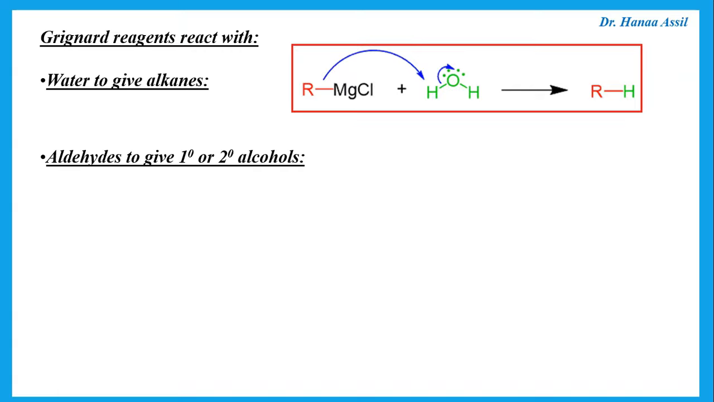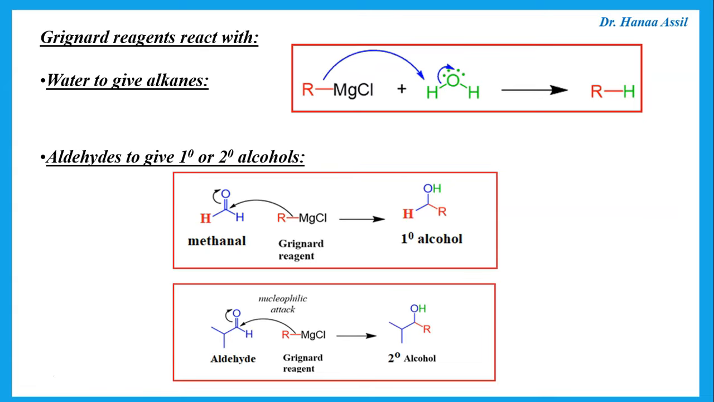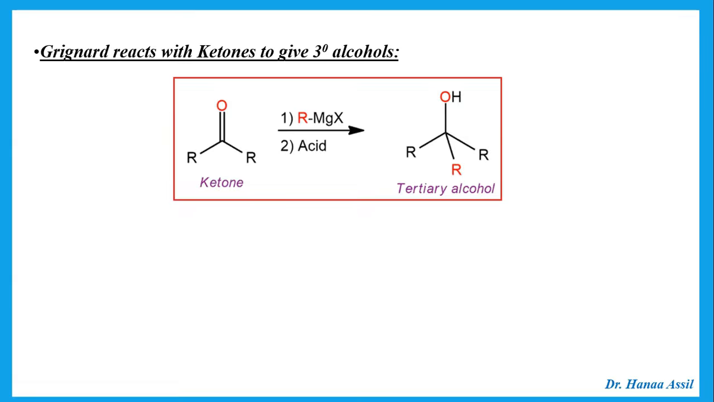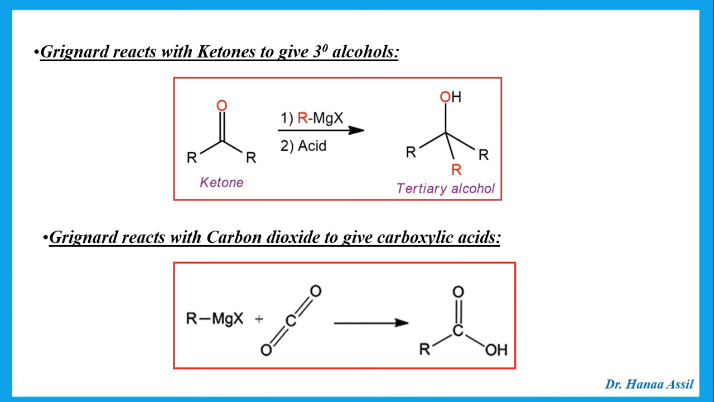I can also react it with aldehydes. Now, if I react it with an aldehyde like methanal, it gives a primary alcohol. If I react it with an aldehyde that has branches in the R group, then we have a secondary alcohol. Please learn how to use all of these. If I react it with a ketone, it gives a tertiary alcohol. And if I react it with carbon dioxide, it would give a carboxylic acid.